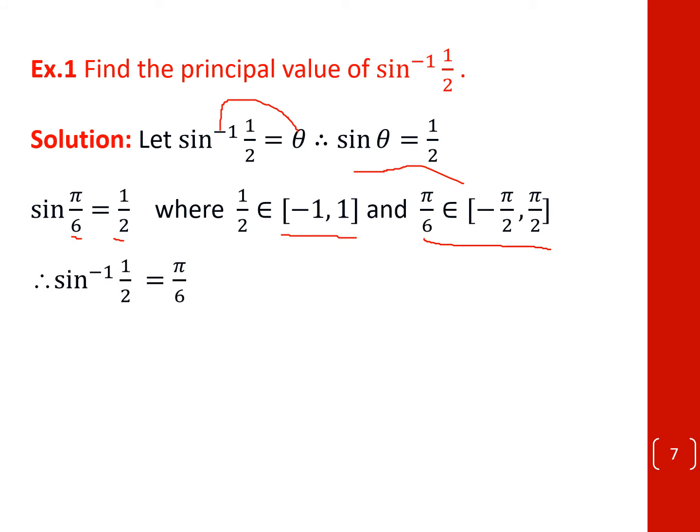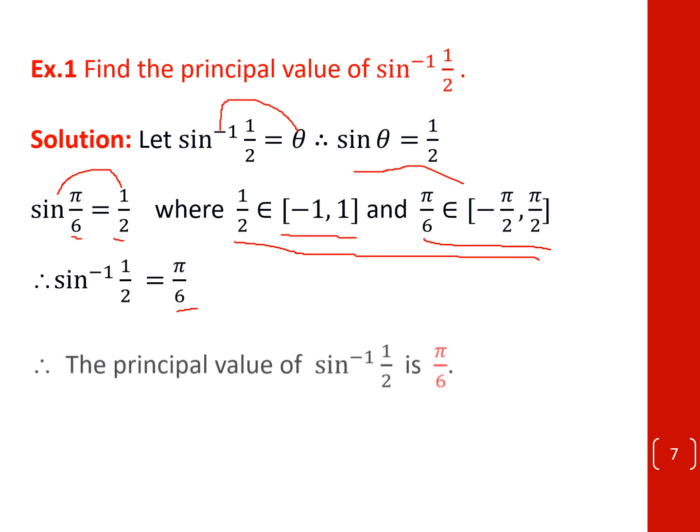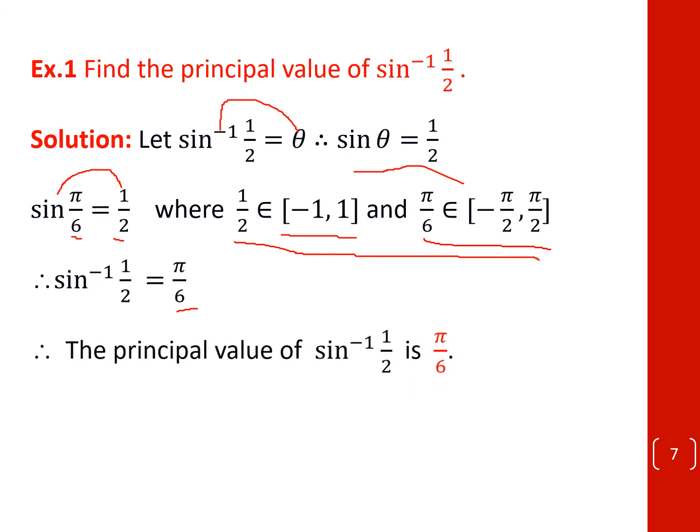So we can write sine inverse of 1 by 2 is equal to pi by 6, since it satisfies the conditions of the principal value branch of sine inverse. Therefore, the principal value of sine inverse 1 by 2 is pi by 6.